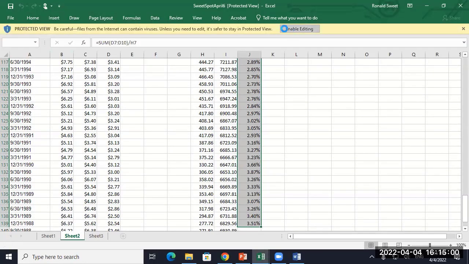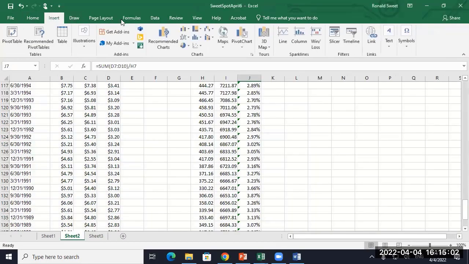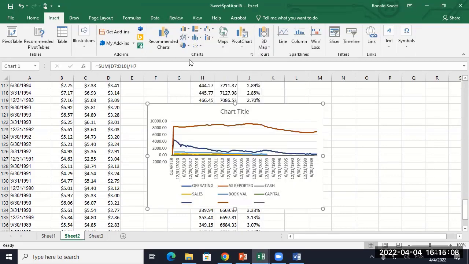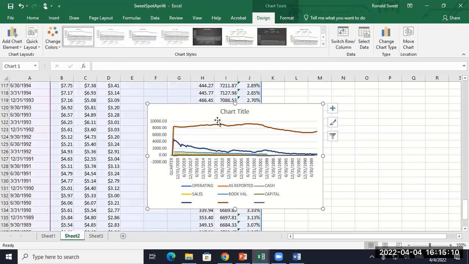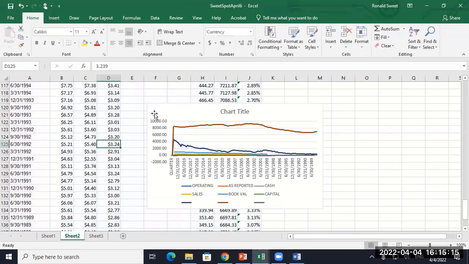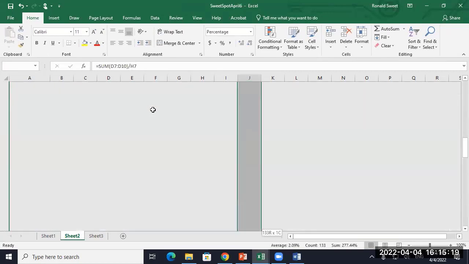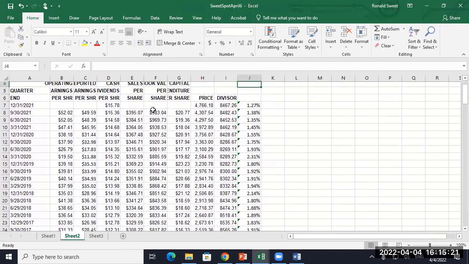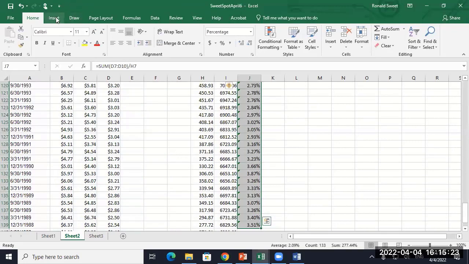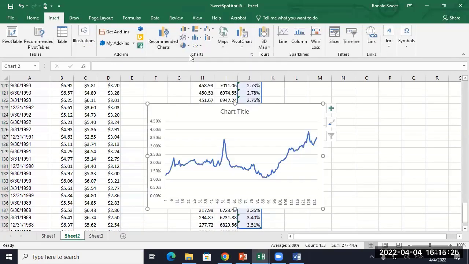Oops, let me enable. Boy, this transcript thing is fine, but it's running away. I don't know why it did that, but let's see if it will do it correctly this time.